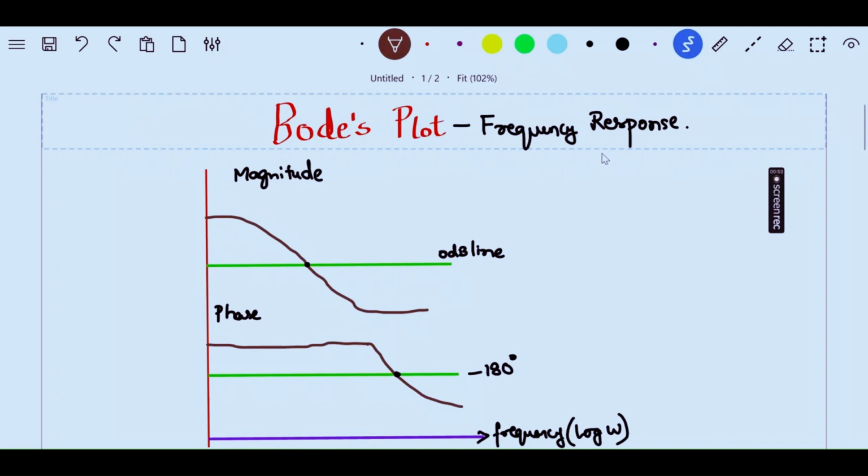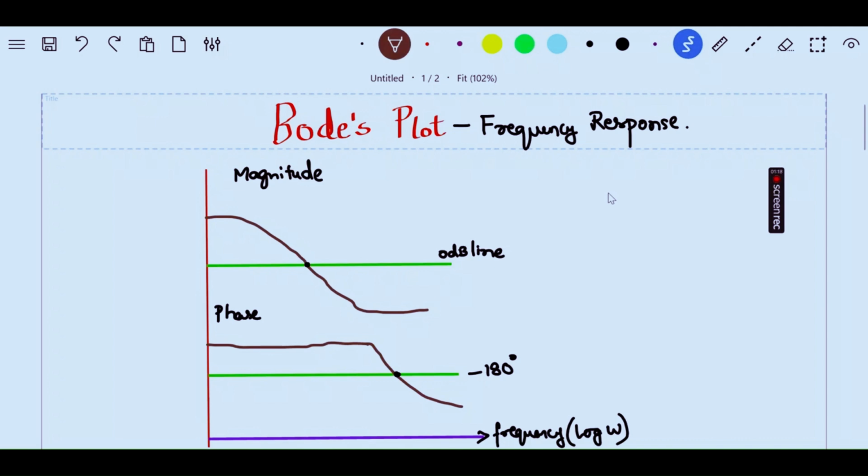In the Bode plot, which is a frequency response, we are going to plot two different graphs. One graph is the magnitude plot and the other graph is the phase plot. We all know that whenever we plot the frequency response of any system, we will be plotting two curves: one is the phase plot and the other is the magnitude plot.